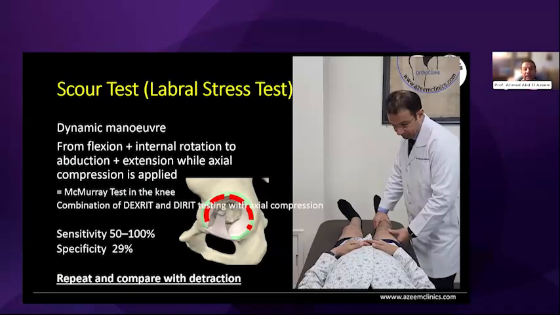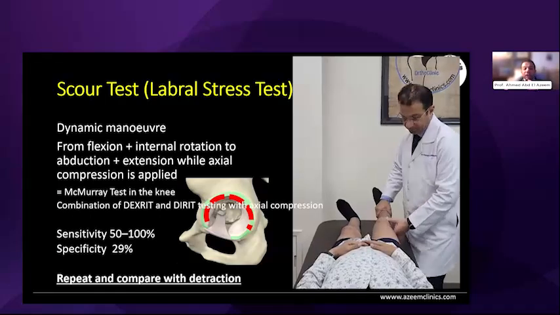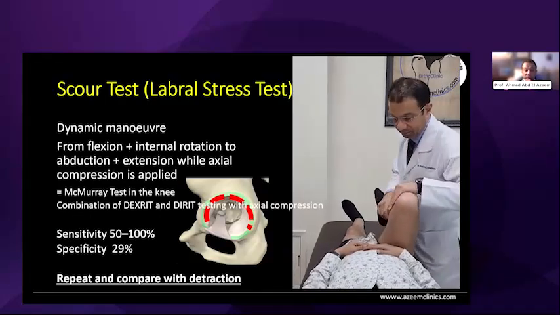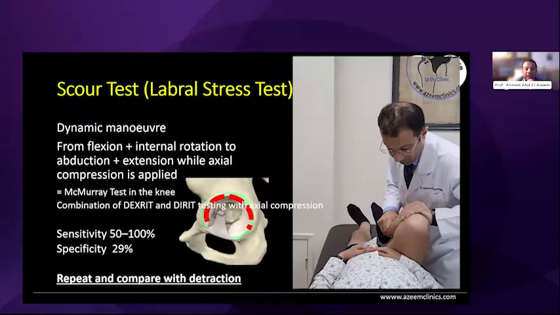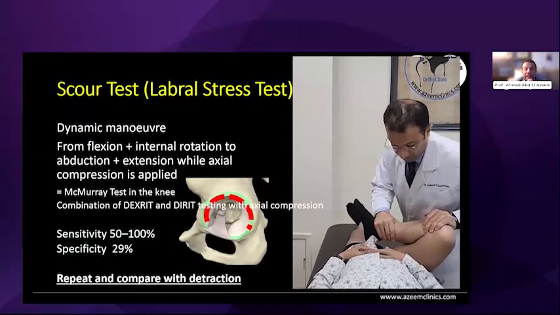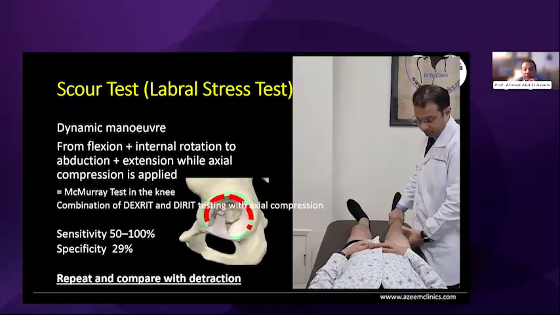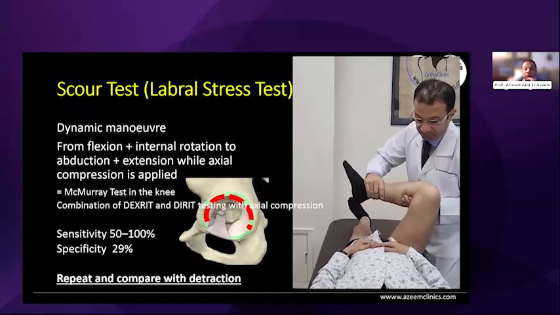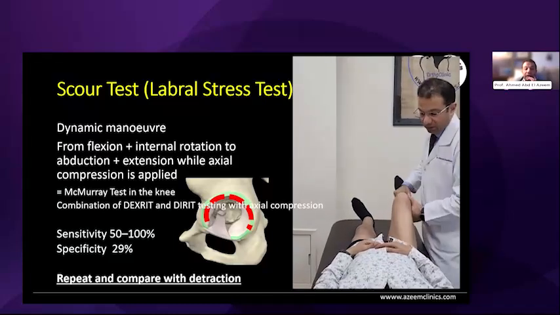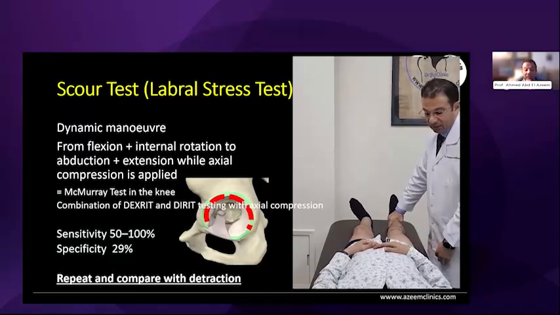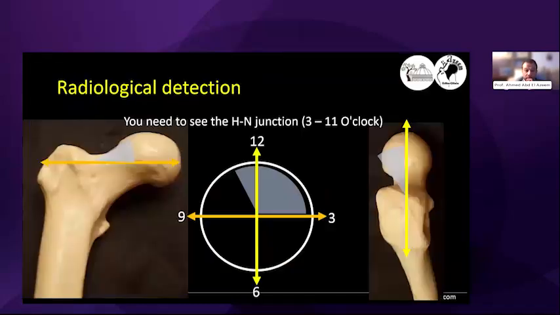The more aggressive test is the Scour test, which is a combination of an external derotation external rotation impingement test with a derotation internal impingement test, exactly like McMurray's test of the knee, stressing the injured labrum against the cam while moving from flexion, internal rotation, to abduction, external rotation with axial compression. Again, this has a high sensitivity and low specificity. So you have to compare it with distraction. Do it first with axial compression and compare if the pain is relieved with traction.